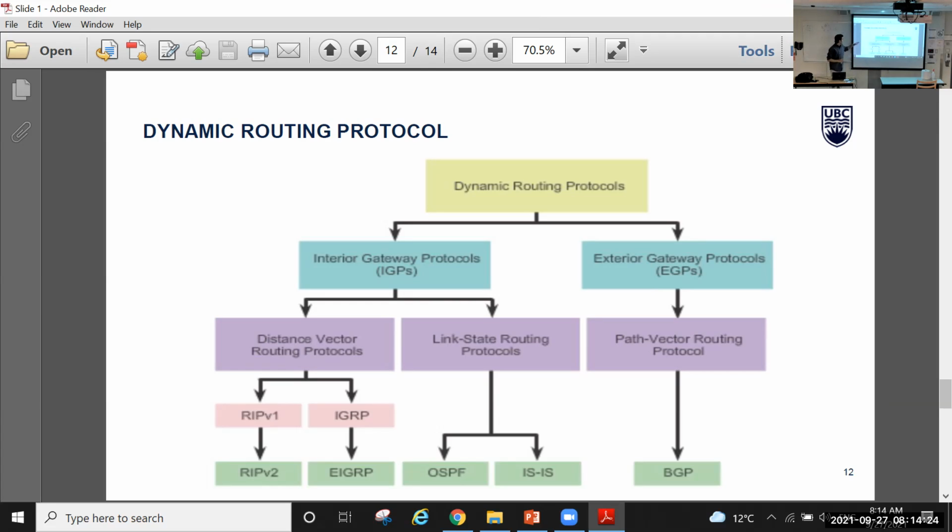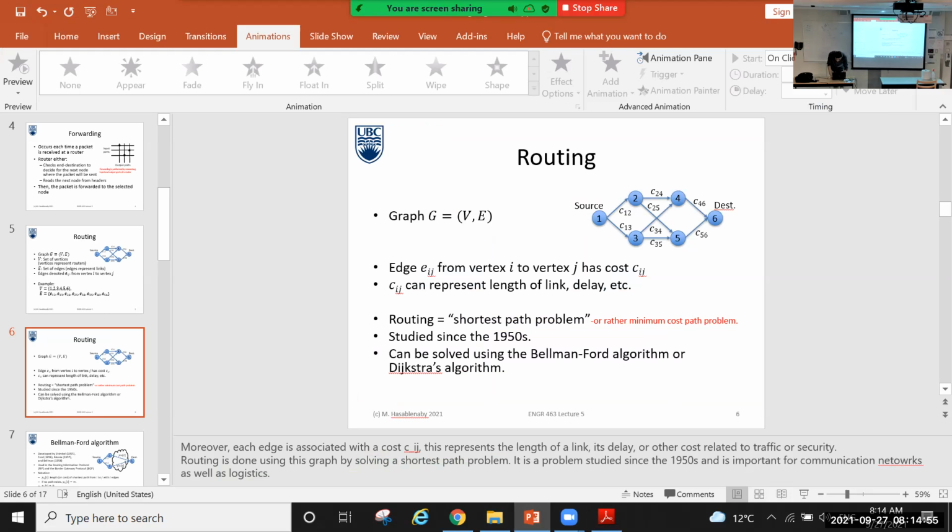Okay, so this is a summary of the meaning of cost. The meaning of cost depends on the routing protocol used in your network. So the cost in RIP is different from the cost in OSPF, for example. RIP aims to minimize the number of hops. For OSPF, we want to select the path with the highest speed, for example. Okay, so returning back to this.